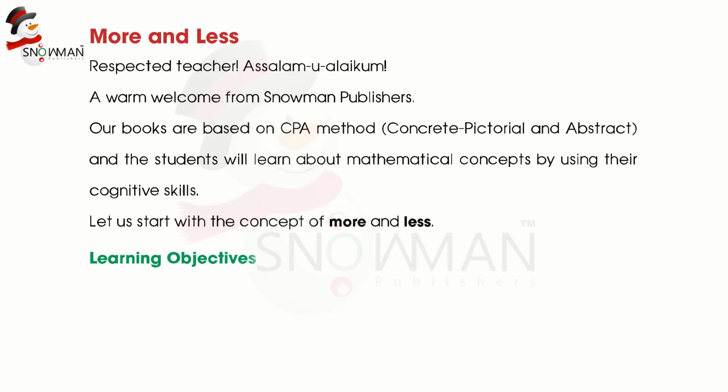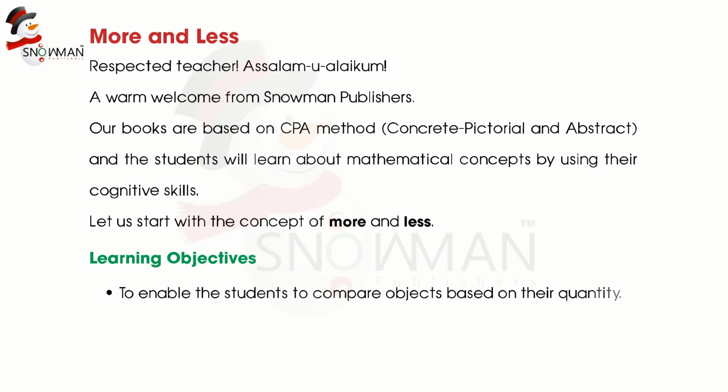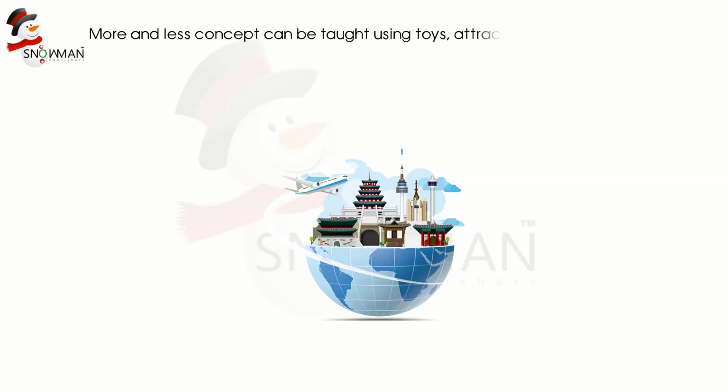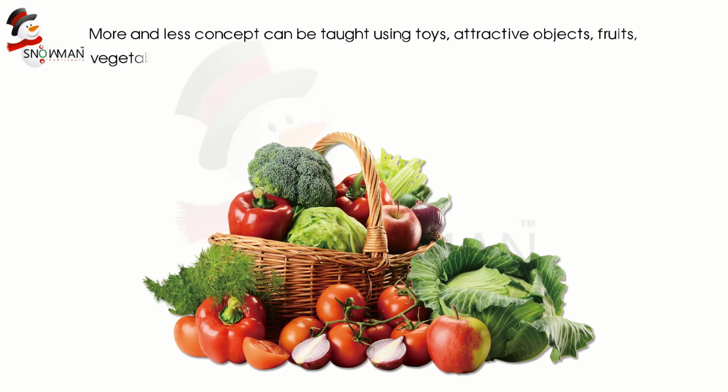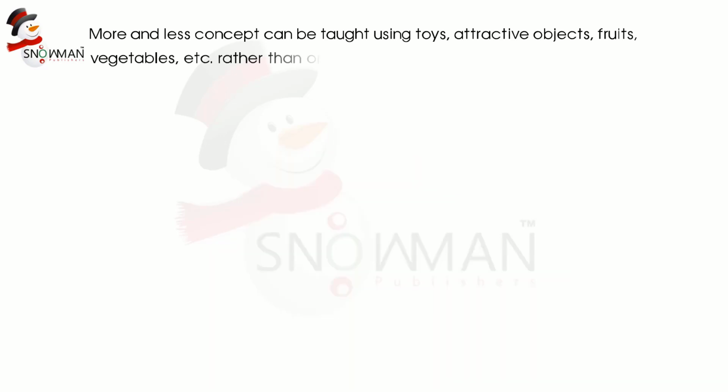Learning objectives: to enable the students to compare objects based on their quantity, and to enable them to differentiate between more and less. The more and less concept can be taught by using toys, attractive objects, fruits, vegetables, etc., rather than only with words.